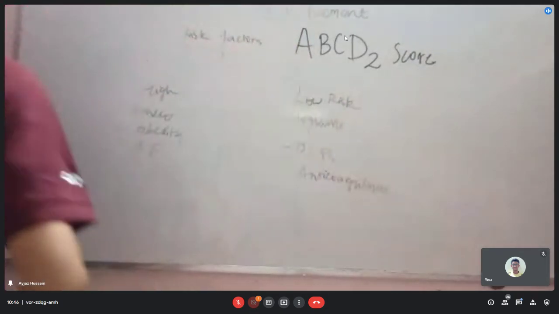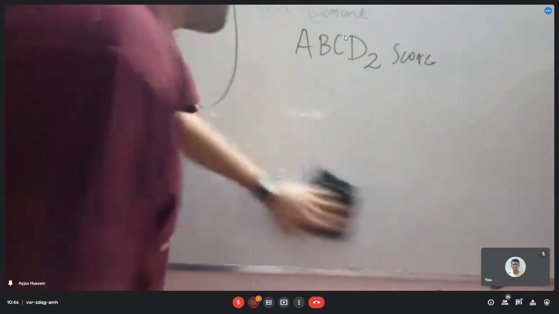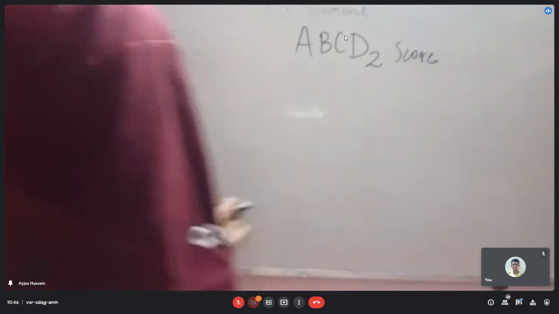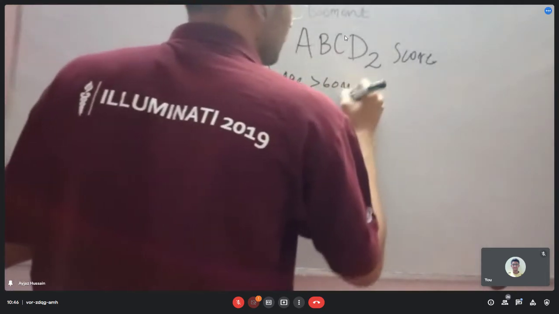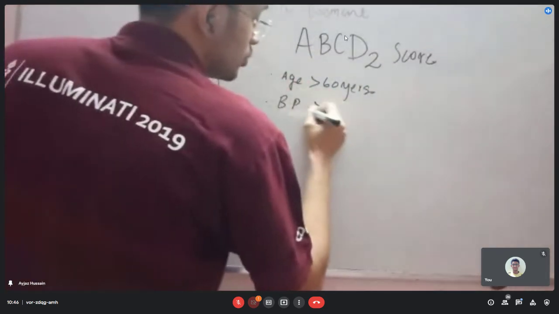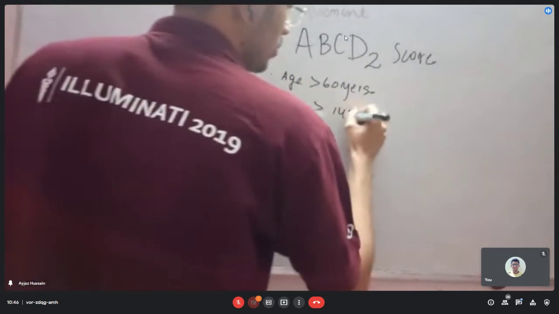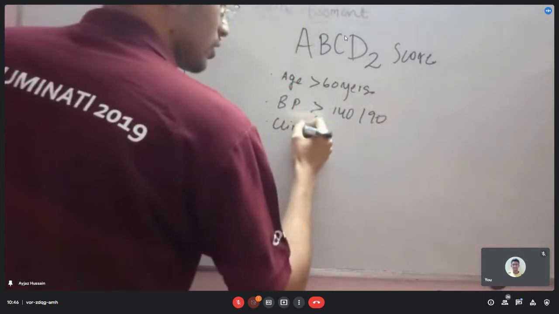What are the components of the ABCD2 scoring system? I'll tell you. A stands for age. If the age is more than 60, you give the patient 1 point. You have to give points to the patient and count how many points are present. So A is for age more than 60 years. B is for blood pressure more than 140 over 90. C is for clinical features.